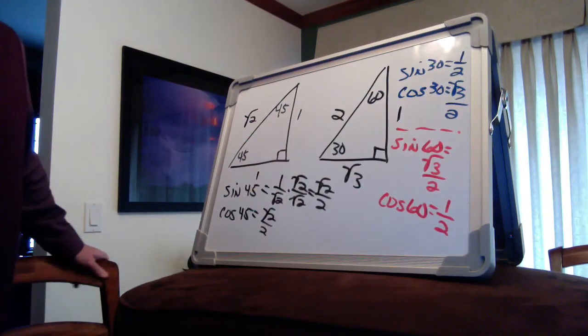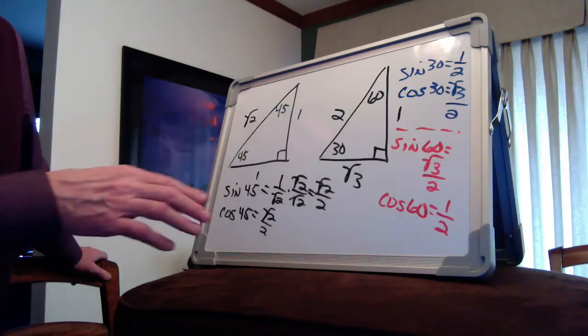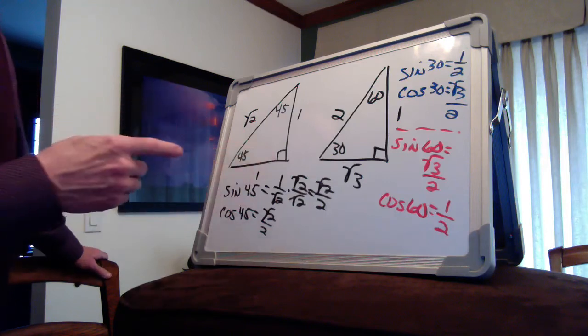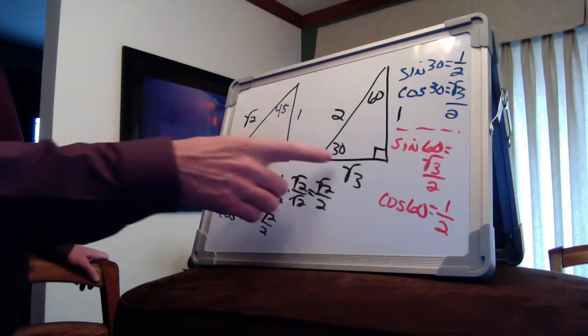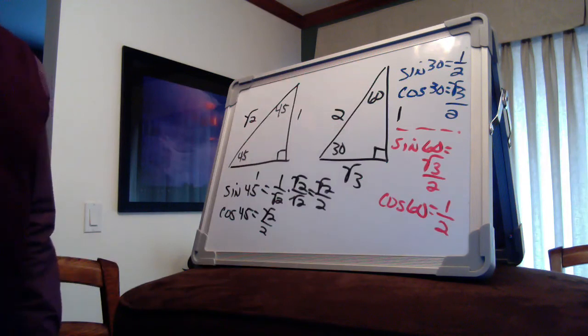So when we get to the unit circle, this is just a preview, you're going to see that the fractions around it are related to the sine and cosine of these 3 special angles, 45, 30, and 60. And so that's everything that I went over for the first Zoom session.